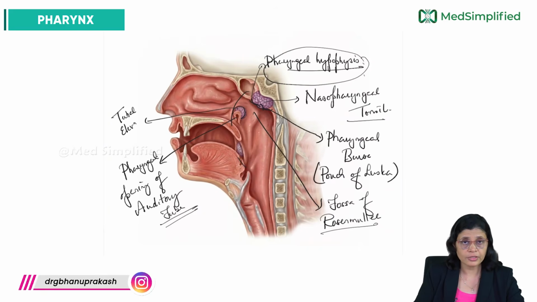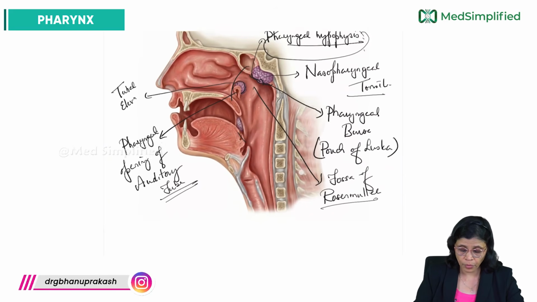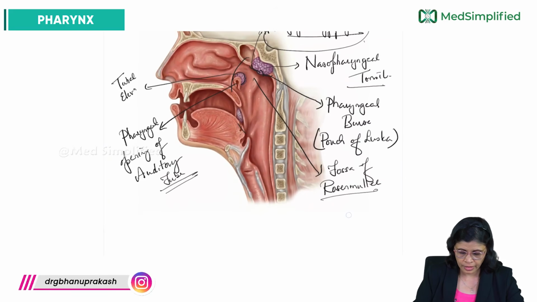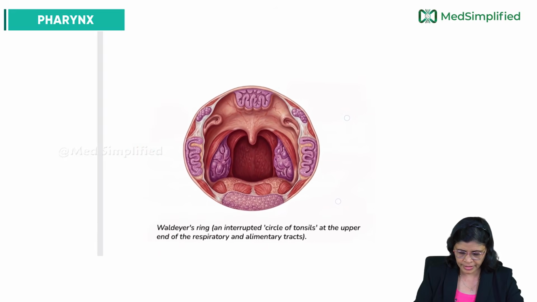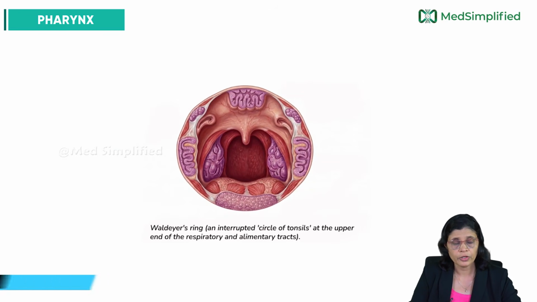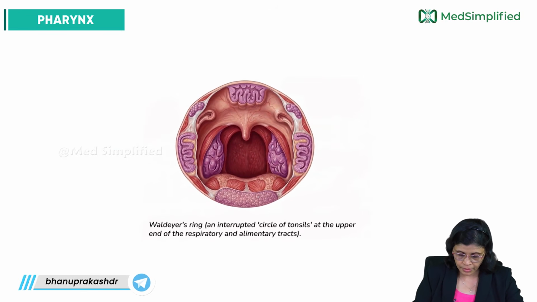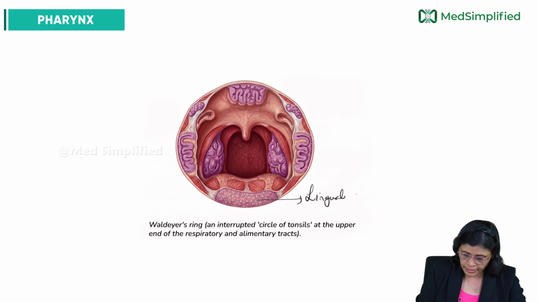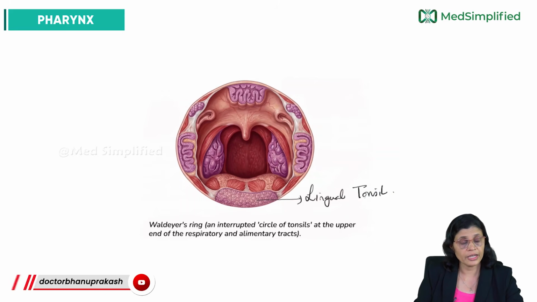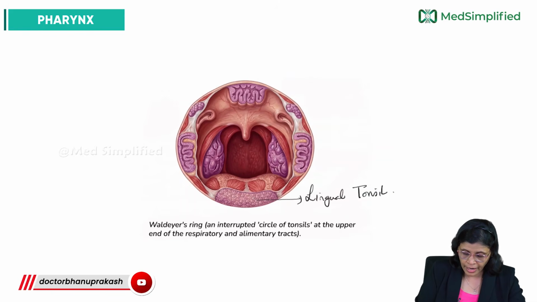So all these tonsils which are present form an important ring which we call the Waldeyer's ring. Now what is this Waldeyer's ring? It is basically a circle of tonsils. When we say from anterior to posterior, anteriorly there will be the lingual tonsil, which we see on the posterior one-third of the tongue.